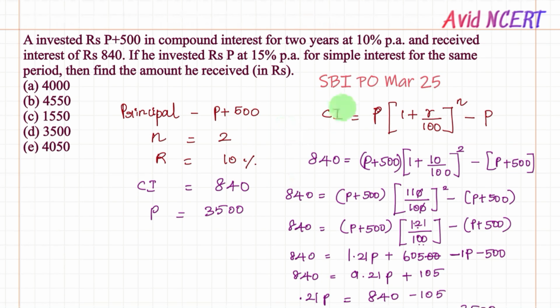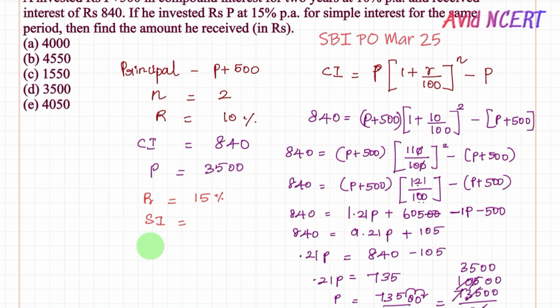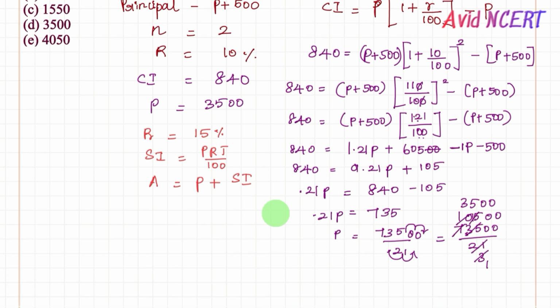Now the second set of data we have here is, if we invest rupees P, that is this amount, at 15% per annum, which is again the rate of interest, for simple interest. So it's the simple interest formula we have to use. Find the amount he received. The amount is always equal to the principal amount plus the interest we will be getting. The formula for simple interest is PRT by 100. Let's substitute all the values here and we'll get the answer.